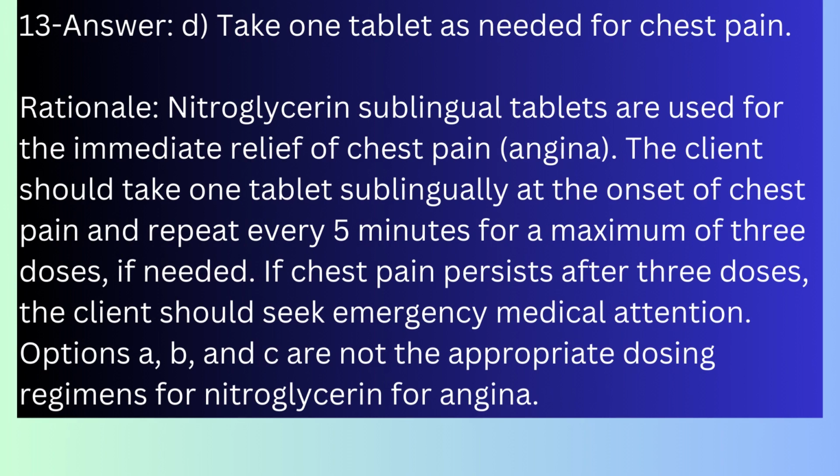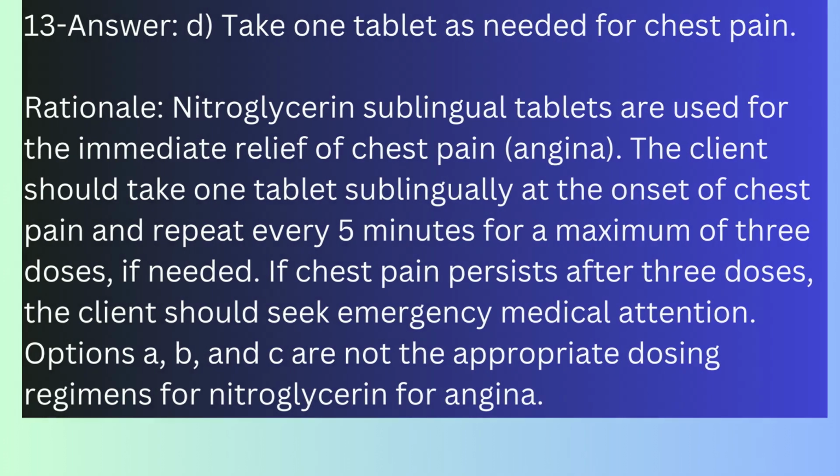Rationale. Nitroglycerin sublingual tablets are used for the immediate relief of chest pain, angina. The client should take 1 tablet sublingually at the onset of chest pain, and repeat every 5 minutes for a maximum of 3 doses, if needed. If chest pain persists after 3 doses, the client should seek emergency medical attention. Options A, B, and C are not the appropriate dosing regimens for nitroglycerin for angina.